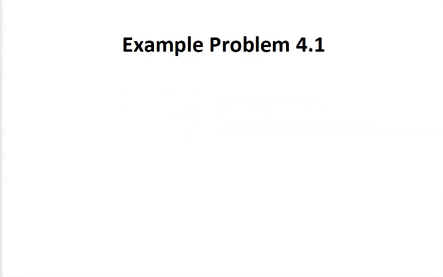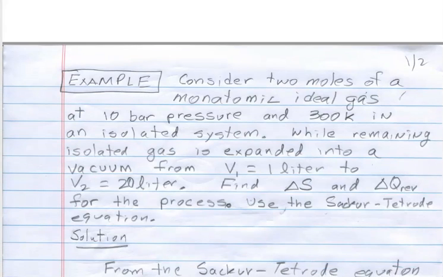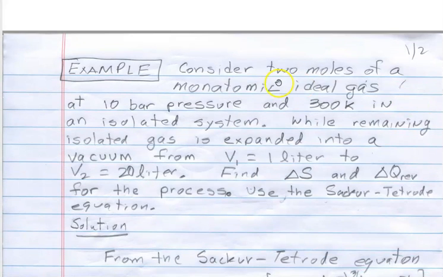Well, let's work a simple example problem along the lines of what we've been discussing. It's actually a very simple problem, and it sounds a lot worse than it actually is. So here we've got 2 moles of a monatomic ideal gas at 10 bar pressure and 300 Kelvin that is expanded from one state to the other.